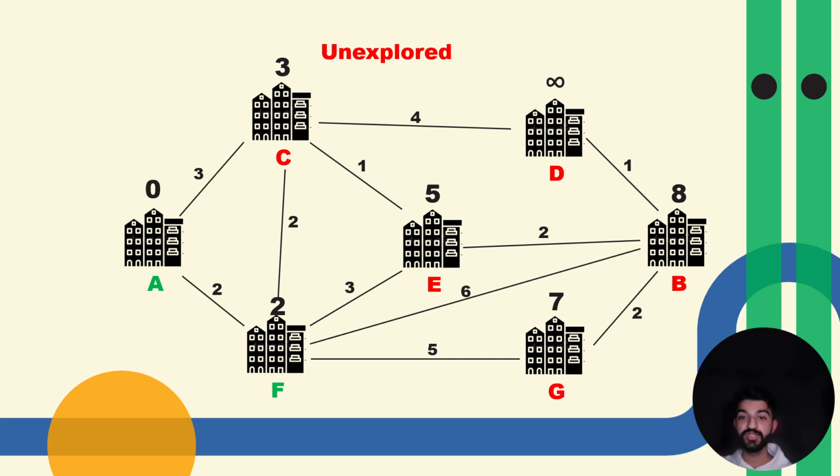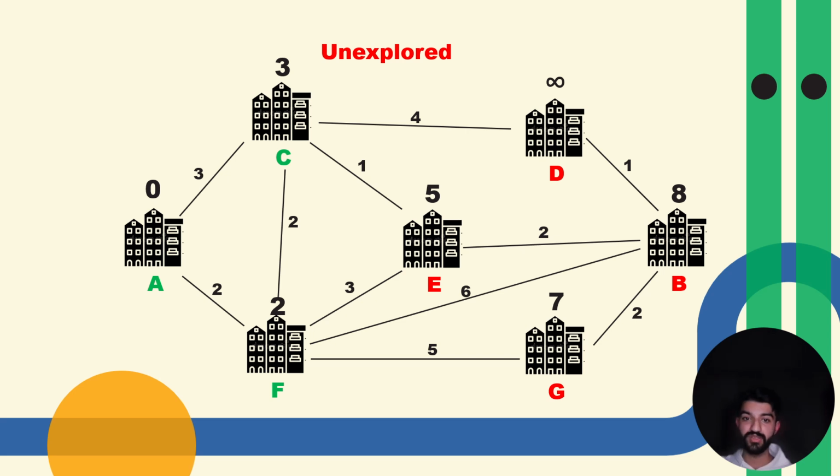Remember, for each town, we want to store our best estimate for the shortest amount of time required to get there. So let's keep going. The second part of Dijkstra tells us to explore the unexplored town with the smallest value, and in this case, that's town C, which we can get to in just 3 minutes. And the process repeats again.